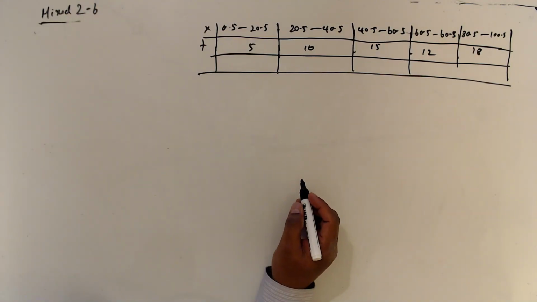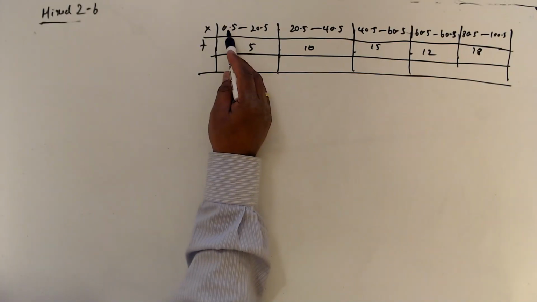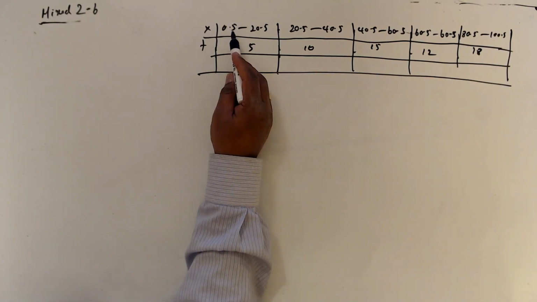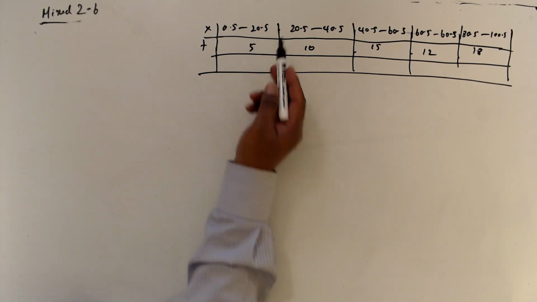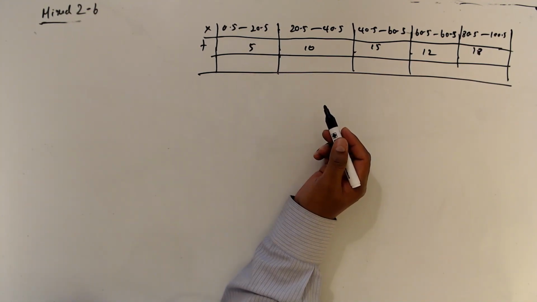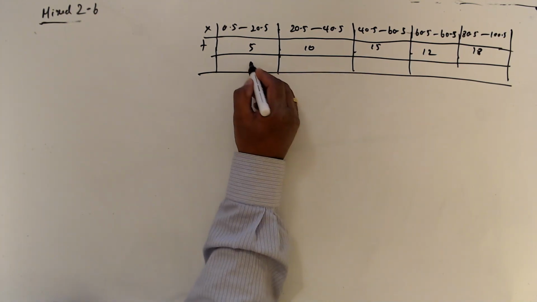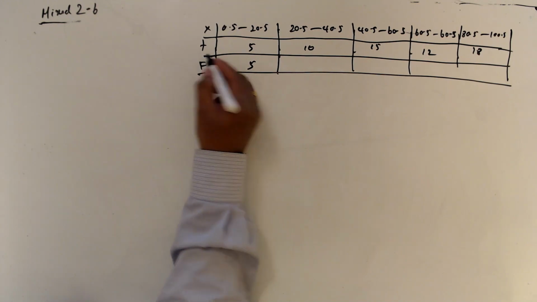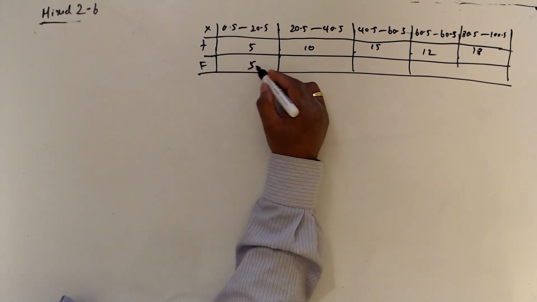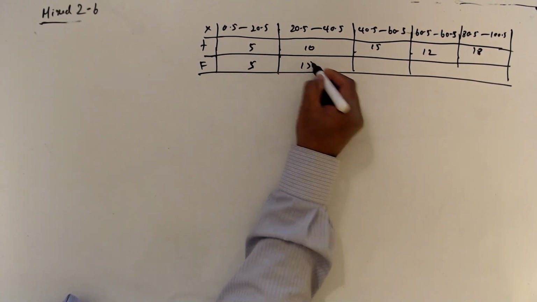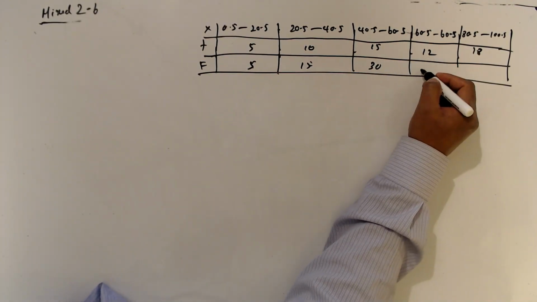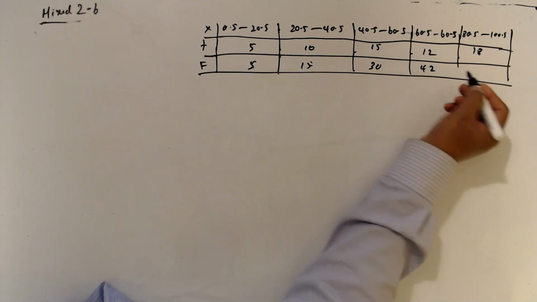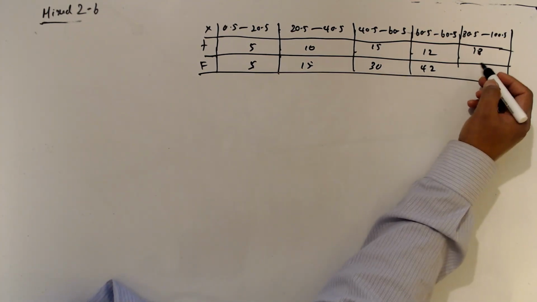Question number 6. I adjust. There was a gap between 20 and 21, so I adjust by putting 0.5 up and down, both interval lower and above. So this is the frequency. This is 5. So this is cumulative frequency. 5 plus 10, 15. 15 plus 15, 30. 30 plus 12, 42. 42 plus 18, 60.